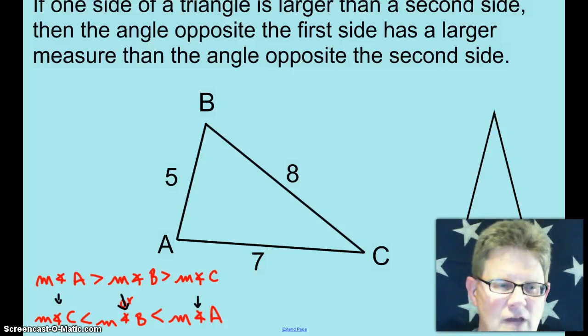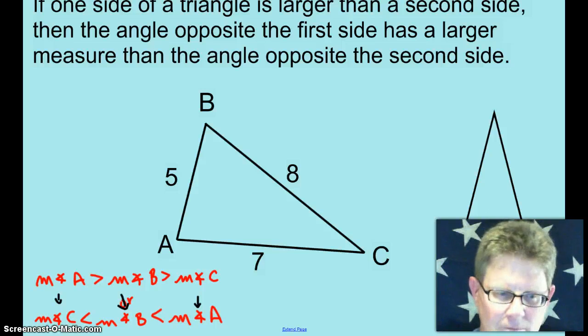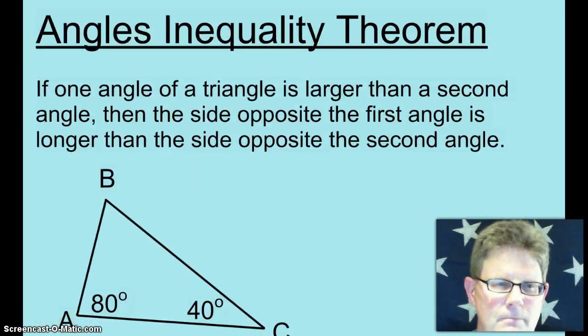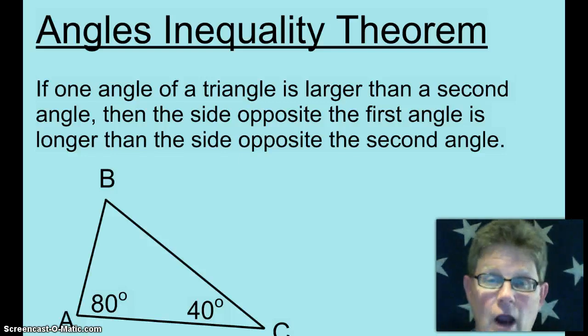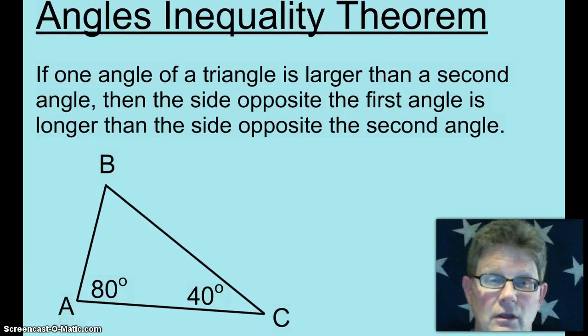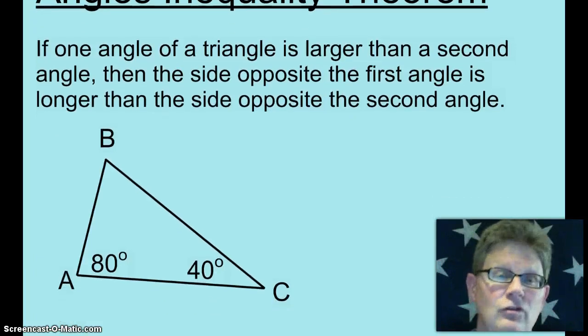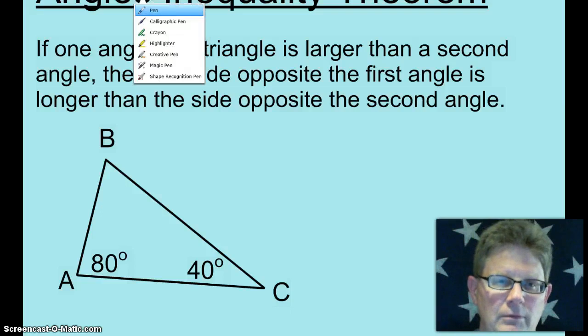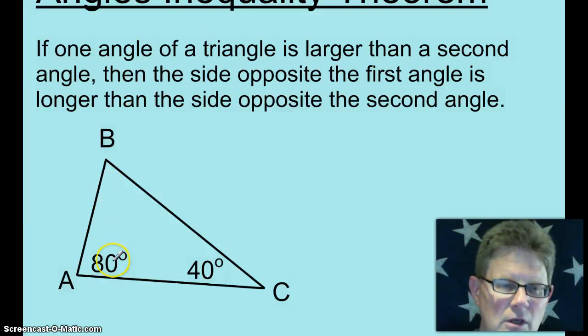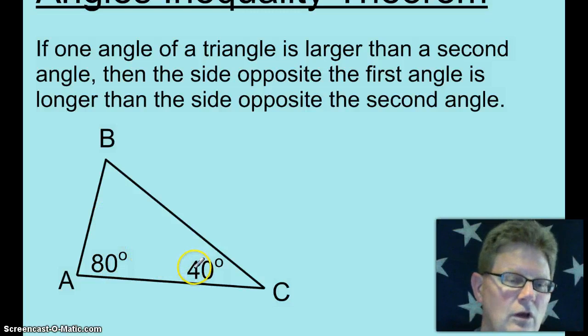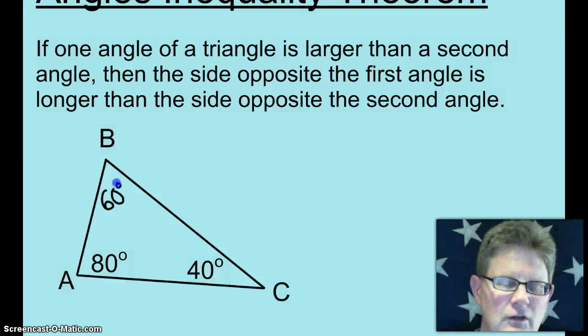Alright, well, we looked at sides. Let's go ahead and look at angles. The Angles Inequality Theorem says if one angle of a triangle is larger than a second angle, then the side opposite the first angle is longer than the side opposite the second angle. Before we do anything else, I think we should find the measure of that missing angle. 80 plus 40 is 120, subtracted from 180. Angle B has a measure of 60 degrees.